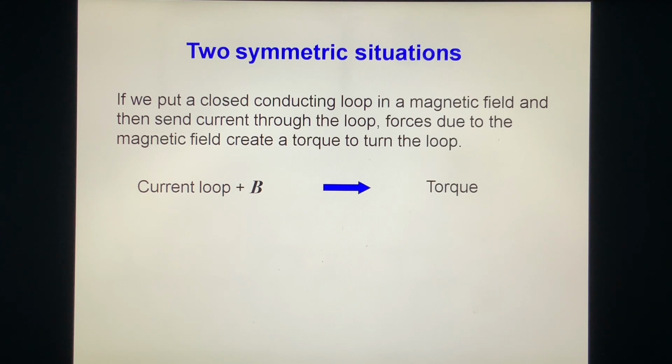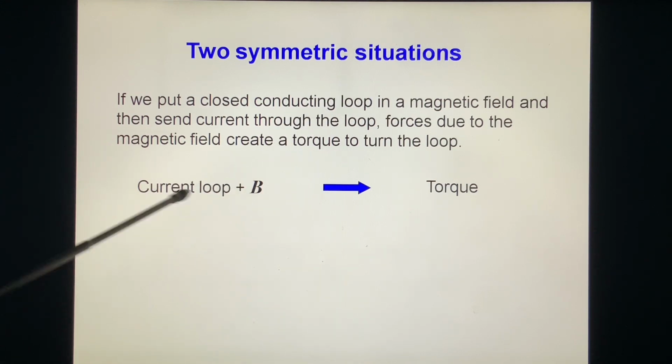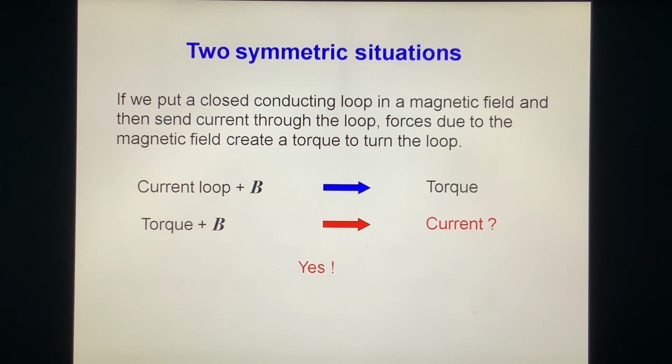We have a reverse question. If in the magnetic field we apply a torque to the loop, will it produce current? The answer is yes. That's Faraday's law of induction.